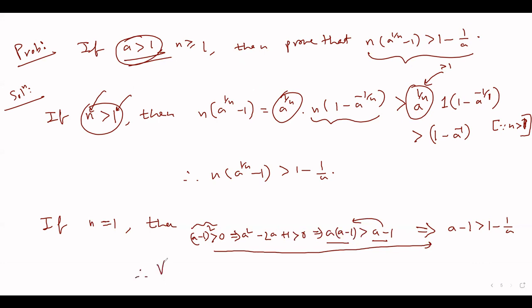Therefore, for all n greater than or equal to 1, we have proved that n times a to the power 1 over n minus 1 is greater than 1 minus 1 over a.